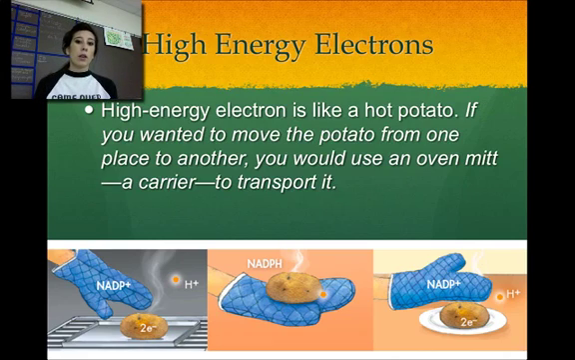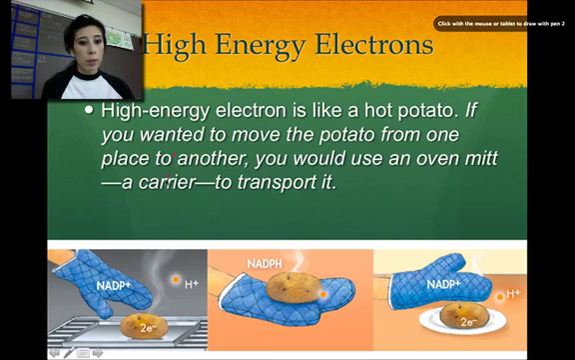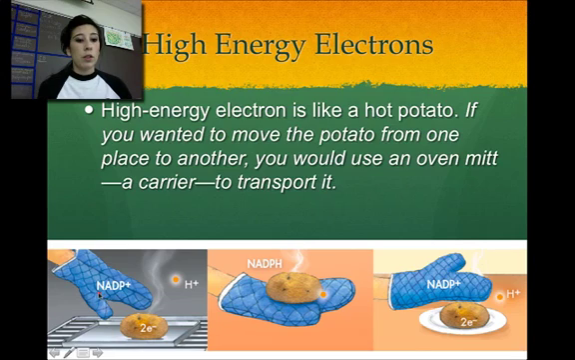So if you think of an electron as a hot potato, right? You don't want to touch the hot potato with your hand. You want to have a carrier of that hot potato. And so that's going to be your oven mitt. So you'll put on an oven mitt to grab that potato out so that you can put some sour cream and bacon and all that good stuff on top of your potato. And so if you think of your glove as the electron carrier, your hot potato is the energy, the high energy electrons. You basically want to move that potato from one place to another so you can transport it, and you're going to use this glove.